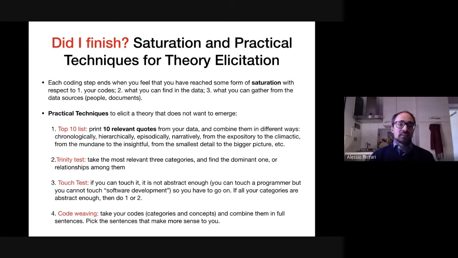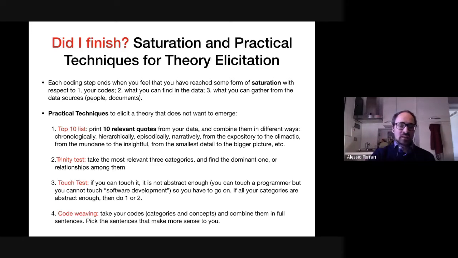The touch test. This is very important for understanding whether your theory is abstract enough. The idea is simply that if you can touch it, it is not abstract enough. For example, you can touch a programmer, but you cannot touch software development. So if your theory is speaking about software development, okay, you are closer to the level of abstraction that may lead to a theory. If you can touch all the elements, all the categories of your theory, then you are not building a theory. Okay, you are still in the early stage. You are not abstract enough.